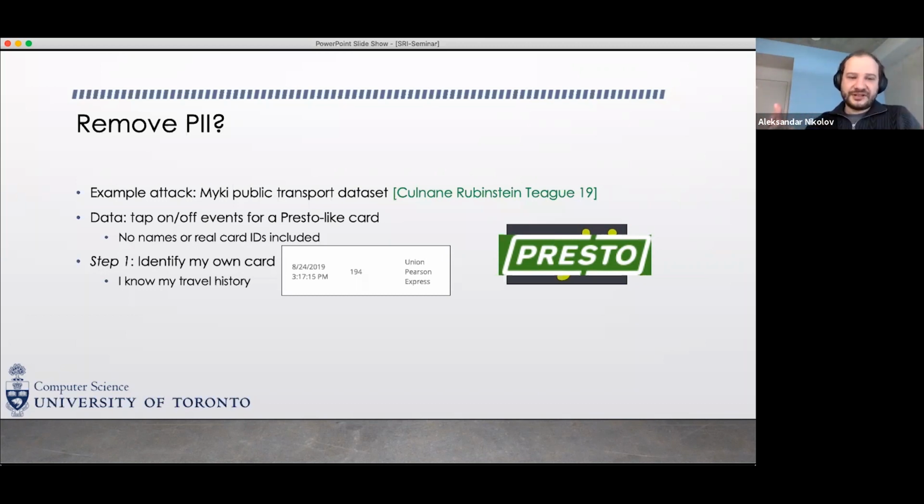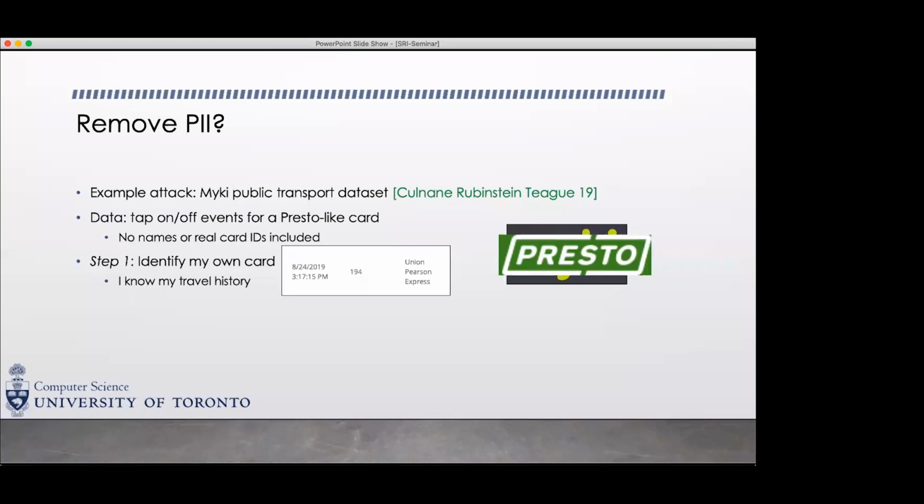And now you can find your card in the data set, and you know which random hash in the data set corresponds to your own card. So you've de-anonymized your own personal information, which feels fine. It's not a huge privacy leak if you learn something that you already know. But the new piece of information you're learning is which card in the data set is yours. This is the crucial thing, and you can leverage this to learn more about other people.